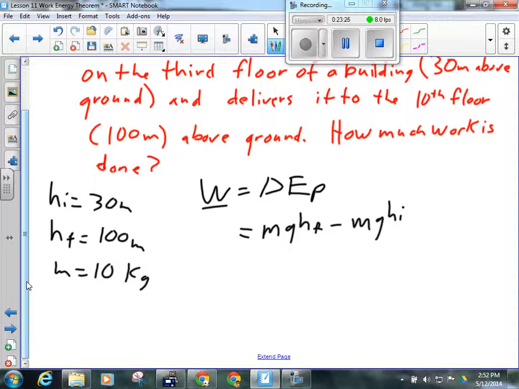I don't need force times distance. A, I wasn't given force or distance. Okay, and B, it never asked for either one, so I can just solve for work. So that's going to be 10 times 9.81 times the final height, 100, okay, minus 10 times 9.81 times 30. Now, I could probably also shortcut this and just go 10 times 9.81 times 70. That would be the change in height. Agreed? All right, but we'll do it this way because that's kind of the basic way to do it.